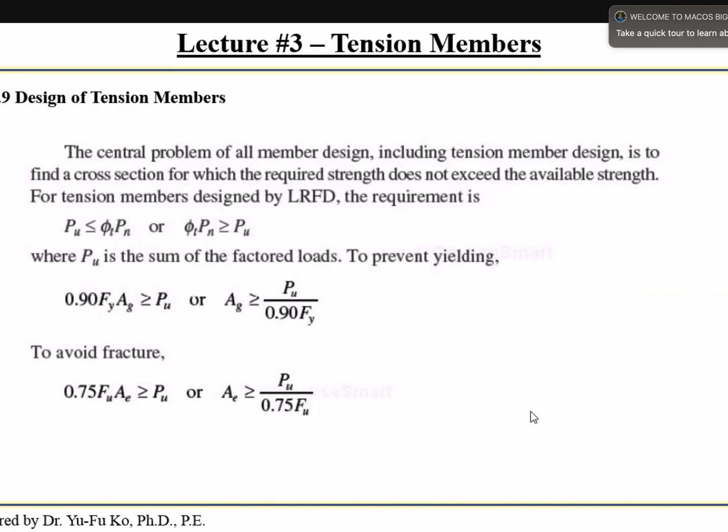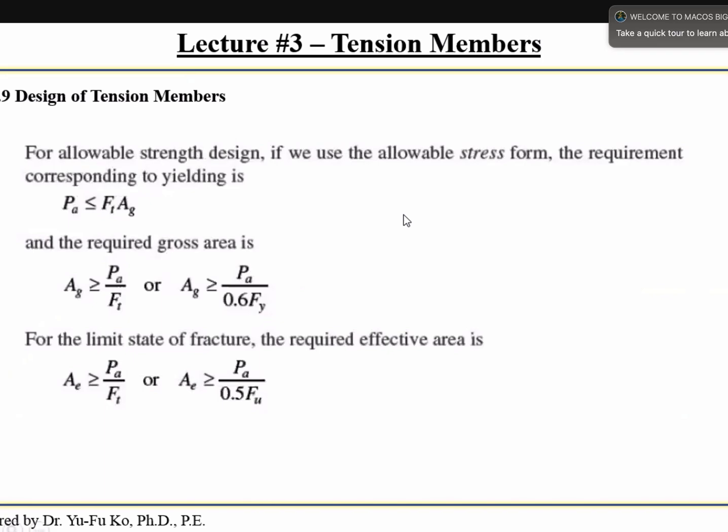No, sir. Okay, so I think very straightforward for the equations. Now, for ASD, some of you, like you just mentioned, if you use allowable stress, the requirement corresponding to yielding will be Ag should be bigger or equal to P allowable divided by 0.6 Fy. So like I said, Pa here is the load demand based on the ASD load combination, divided by 0.6 Fy, should be less or equal to Ag.